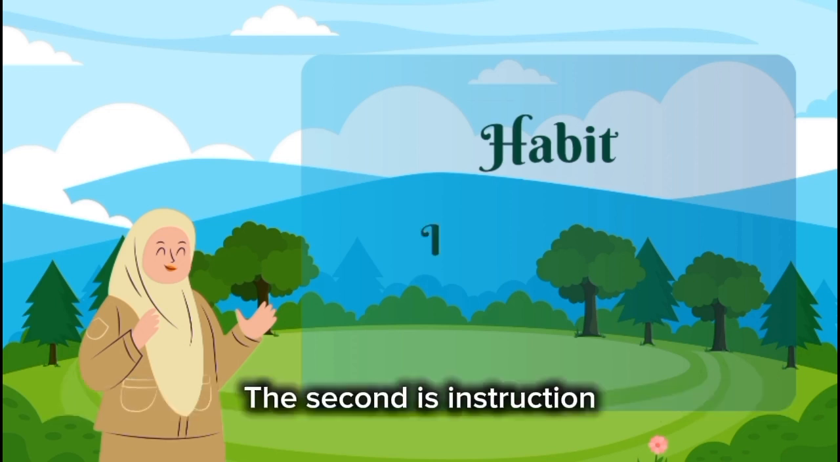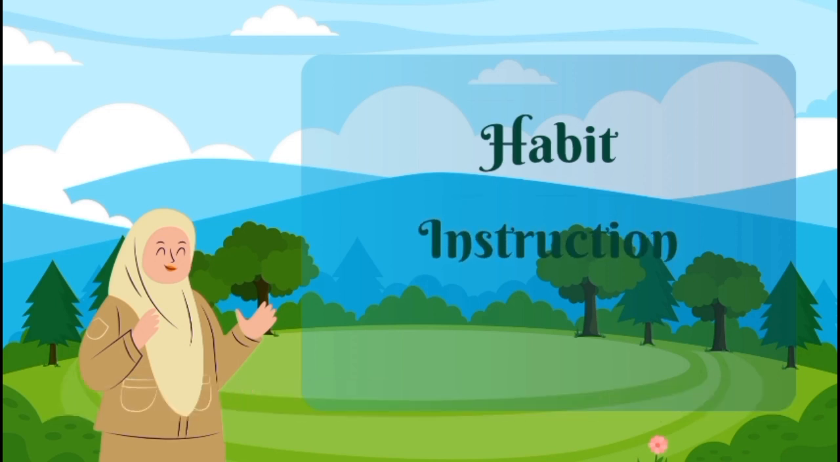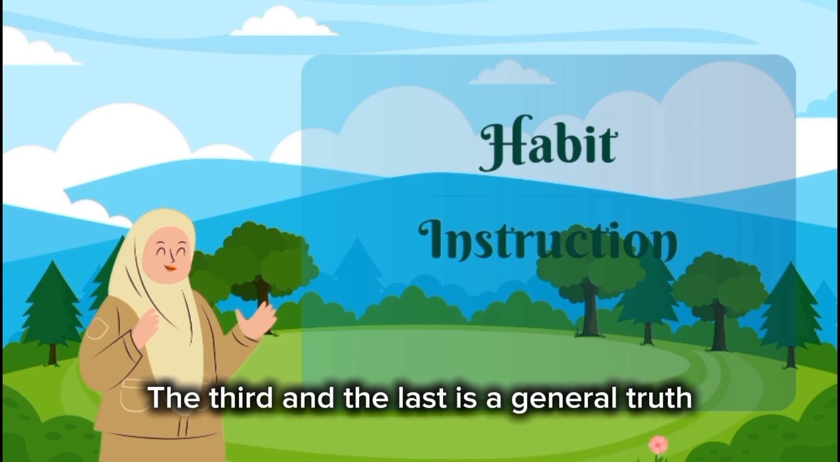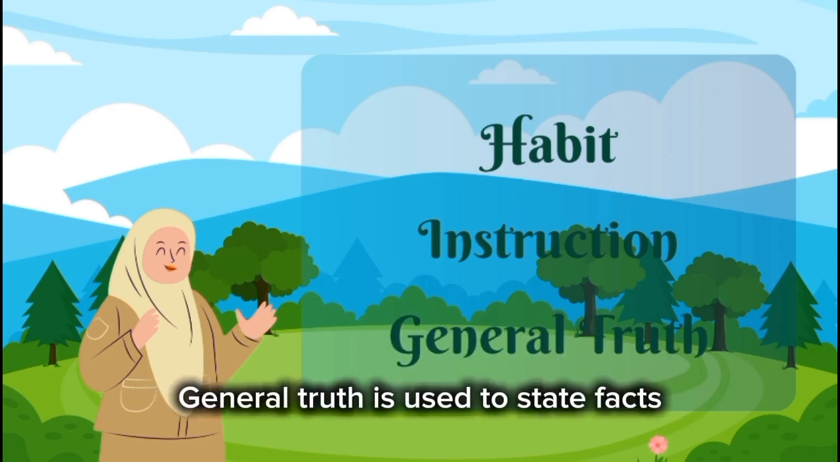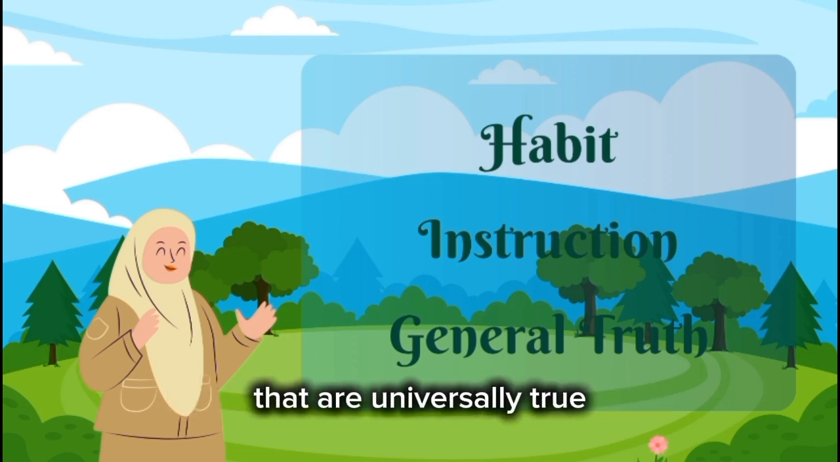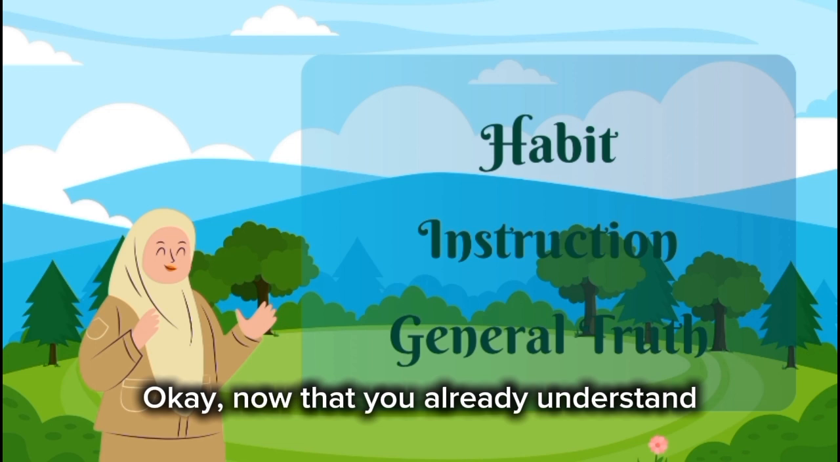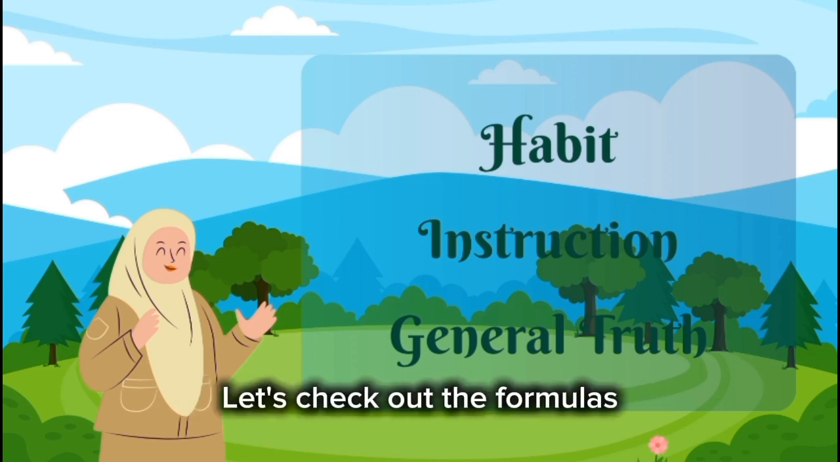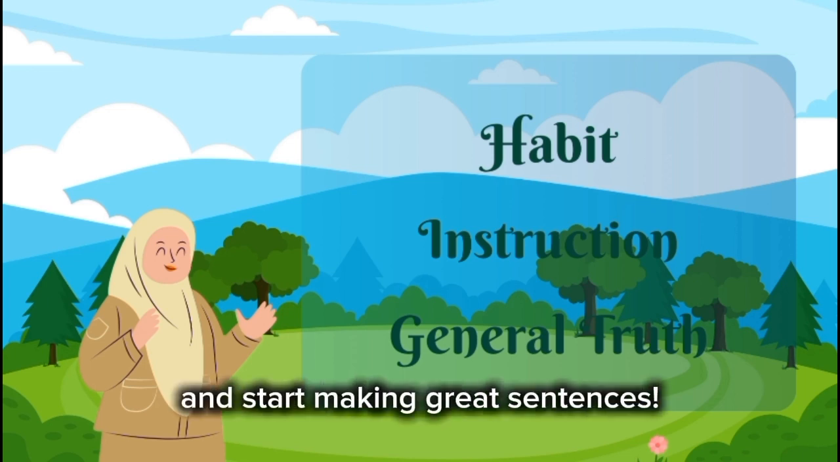The second is instruction. Instruction is used to give direct instruction or commands. The third and the last is a general truth. General truth is used to state facts that are universally true. Okay, now that you already understand what the simple present tense is, let's check out the formula and start making great sentences.